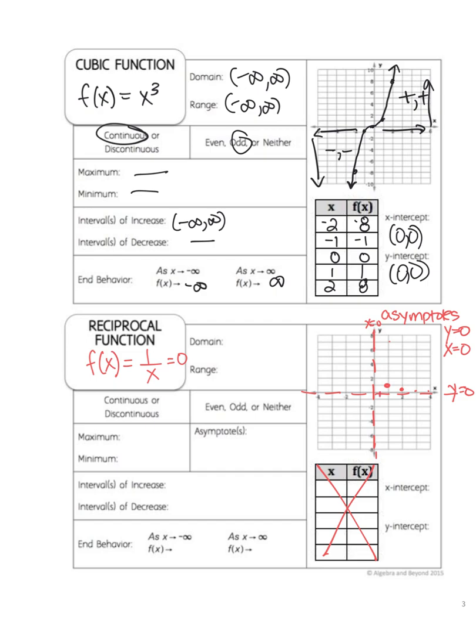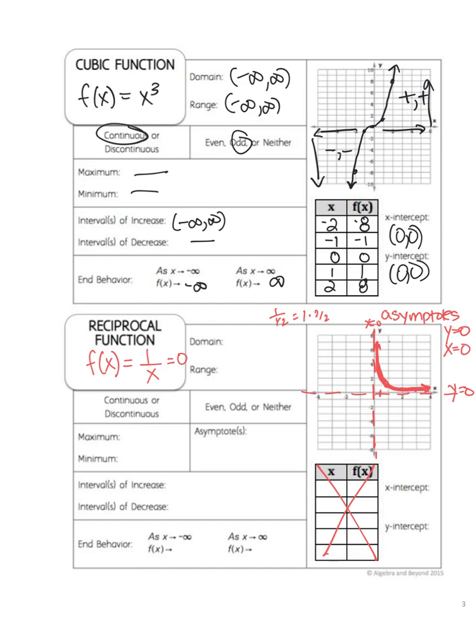What about when I plug in a half? So I would have 1 over a half, which you know is 1 times 2 over 1. So if I plug in a half, I get 2. If I plug in 1/3, I get 3. So the idea is that this is what the curve looks like. And it's getting closer and closer to those asymptotes.